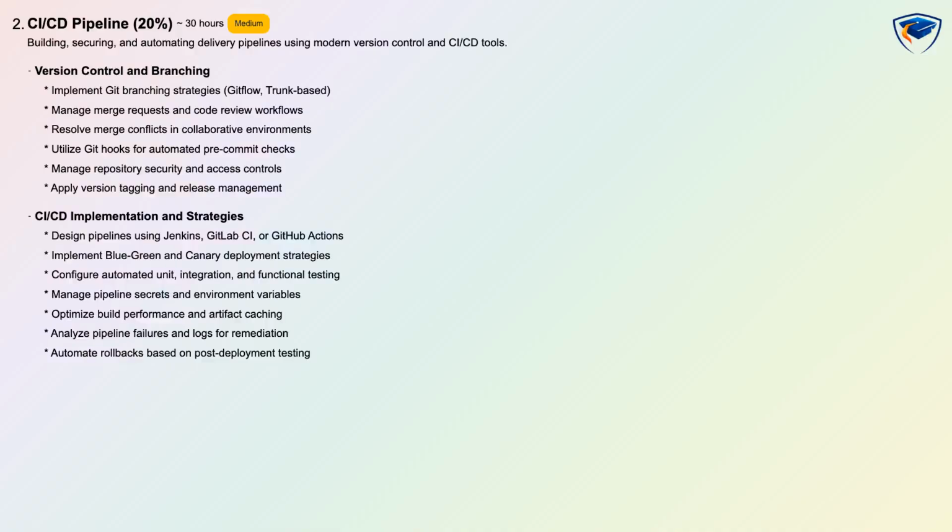The CI/CD pipeline domain focuses on building, securing, and automating delivery pipelines using modern version control and CI/CD tools. This domain covers Git branching strategies, merge request and code review workflows, and pipeline security. You will also learn to design and optimize pipelines using tools like Jenkins, GitLab CI, and GitHub Actions, as well as implement deployment strategies like Blue-Green and Canary.